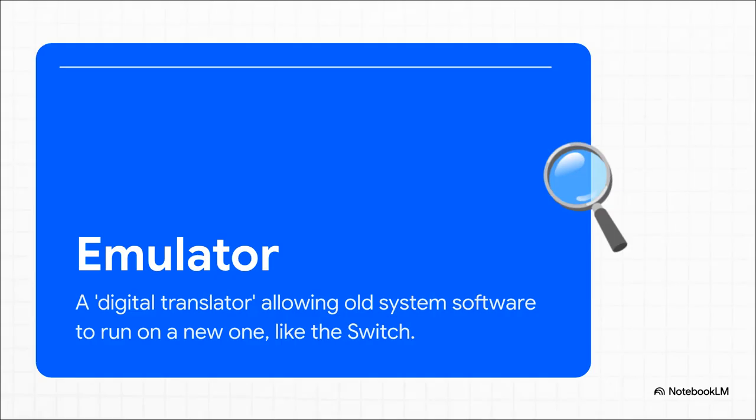Okay, so first up, the emulator. The absolute best way to think about an emulator is like a real-time language translator. The original code for the Nintendo 64 speaks a completely different language from the modern hardware inside the Switch. The emulator sits in the middle and translates every single instruction, on the fly, so the new machine can understand the old game. This is the absolutely crucial first step, just getting the game to run at all.